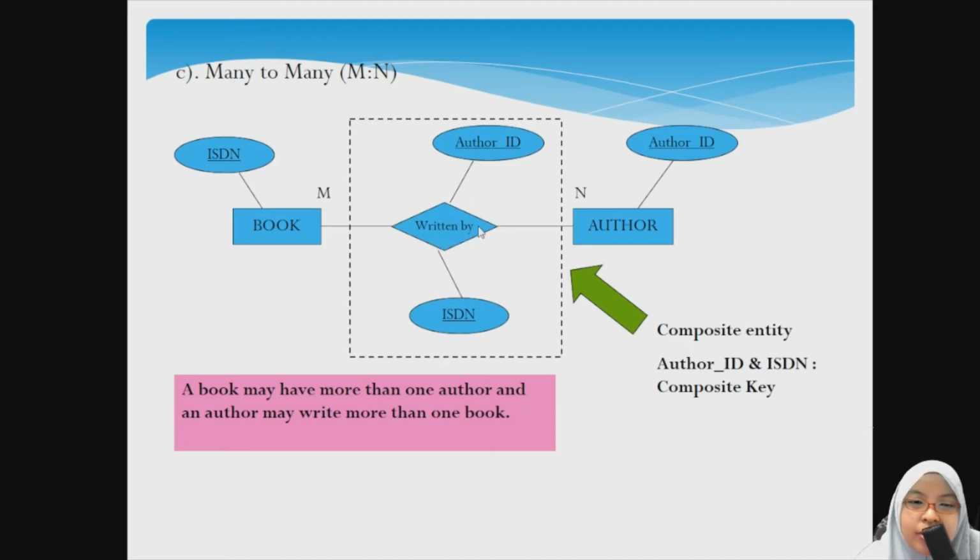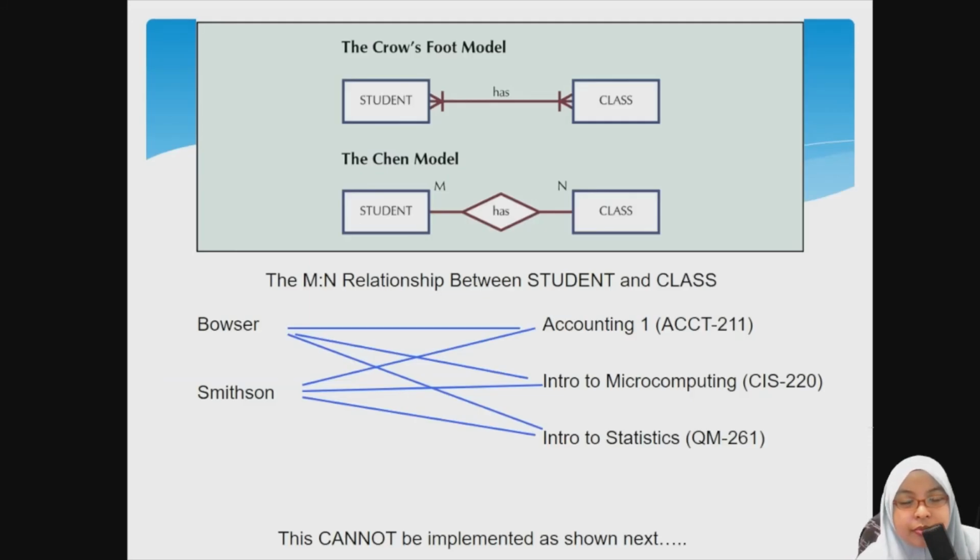Written is the composite entity. We combine the author ID and the ISBN as the composite key in order to identify which author this book belongs to, and which books the author belongs to. So we need to create a new composite entity or bridge table. So this is how we represent the ERD.